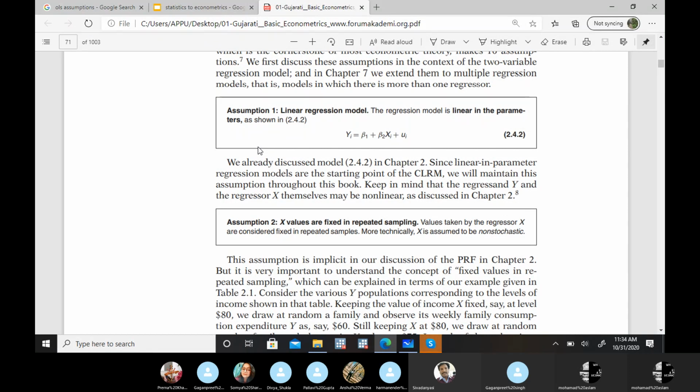Sorry, saying regression line is linear. No, sir, that's about the variables. It's not about the independent variable's functional form, that is, whether x is required to be linear or x square. No, it's not about that. It's about the parameters. Our line might be non-linear. That's not a harm in the regression model.